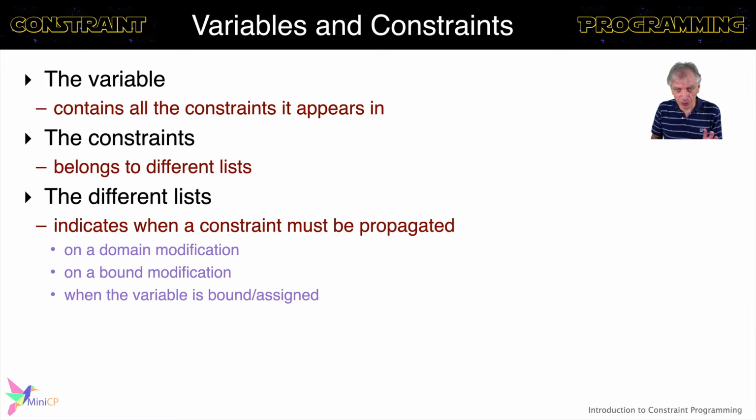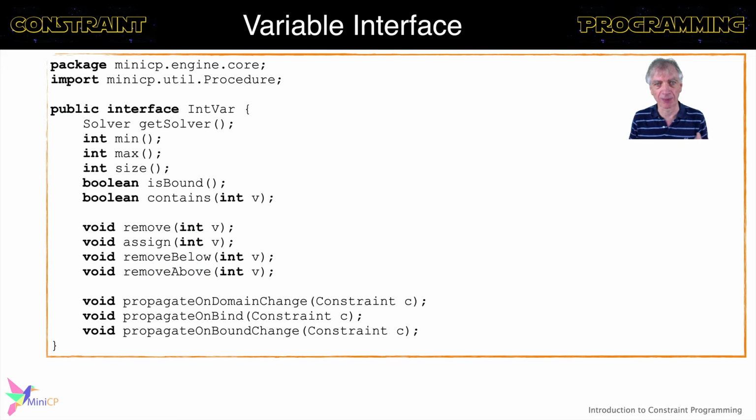Essentially what the variable is doing is keeping track of all the constraints it appears in, but it classifies these constraints in different lists such that it can wake them up and enqueue them in the propagation queue appropriately, based on what is happening to its domain. And that's one of the key aspects of the implementation of a constraint programming system. All right, so this is the interface at a high level of an integer variable. I'll add some components in the last slide, but this should be good for now.